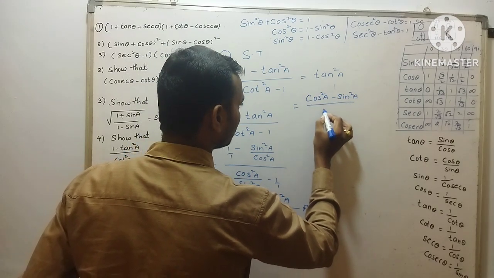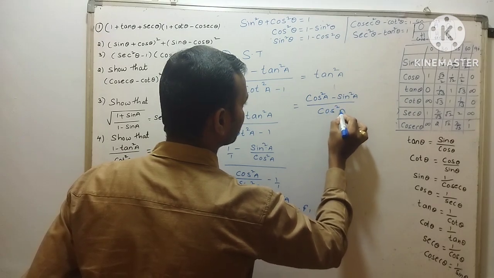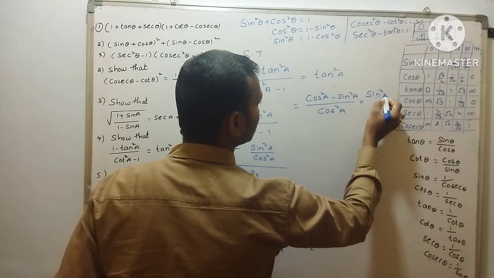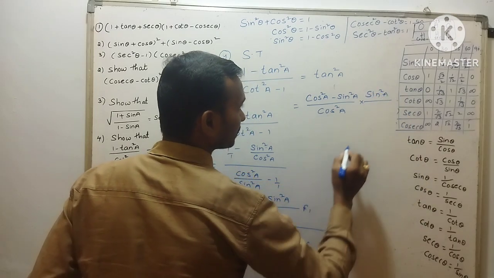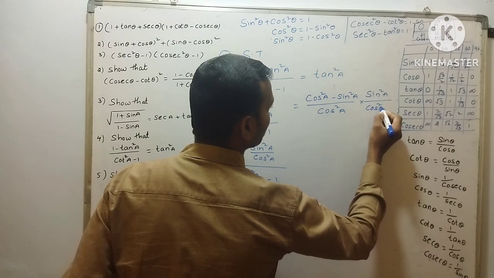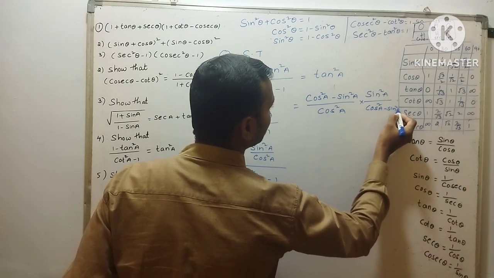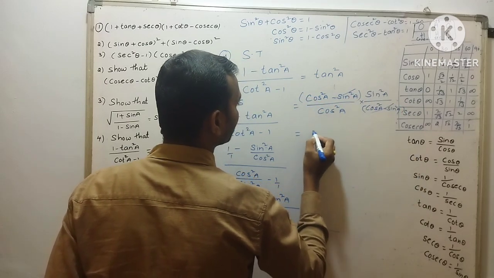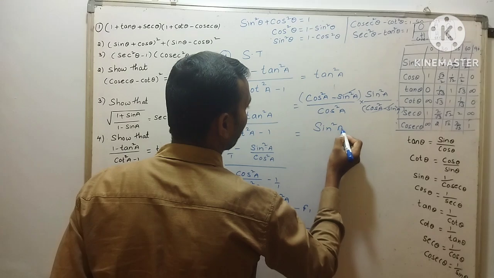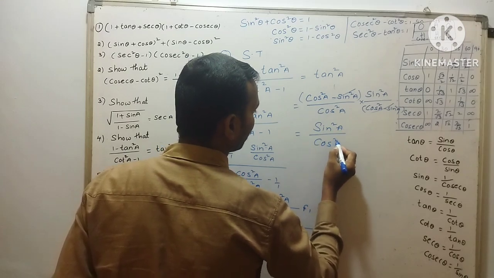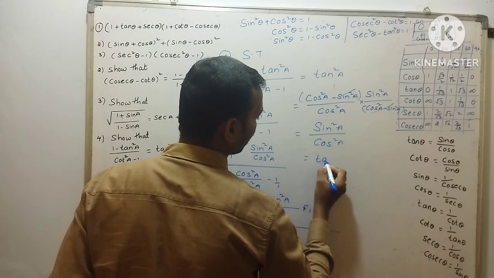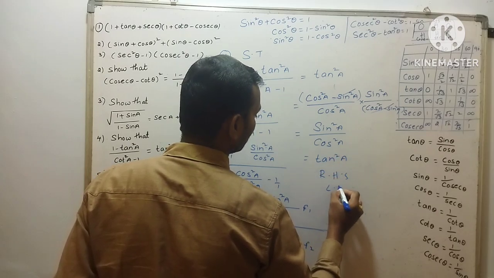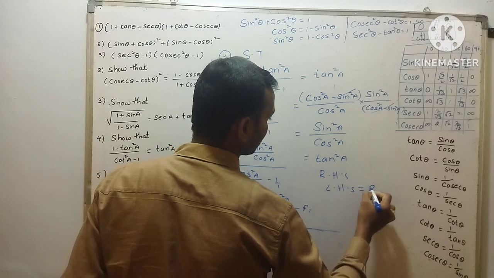by cos square A, into sine square A by cos square A minus sine square A. Okay, now these two get cancelled. Finally, we are left with sine square A by cos square A. It is nothing but tan square A. This is the RHS. LHS is equal to RHS, hence proved.